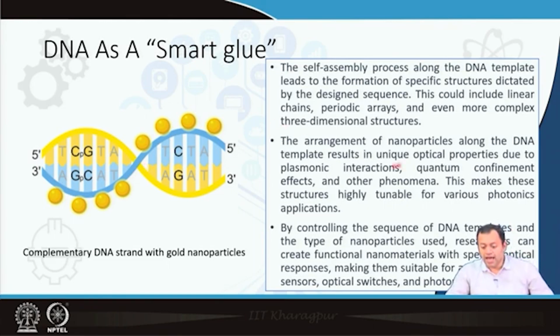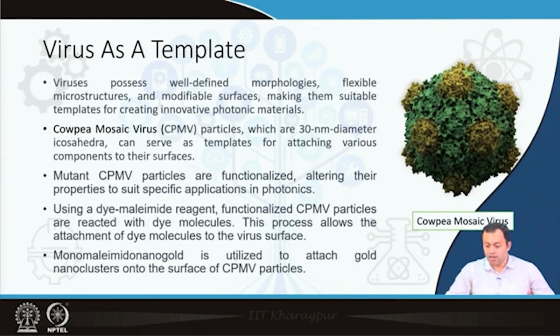So, the arrangement of nanoparticles along the DNA template results in unique optical properties due to plasmonic interaction, quantum confinement. This makes these structures highly tunable for various photonic applications, and by controlling the sequence of DNA templates and the type of nanoparticle used, researchers can create functional nanomaterials with specific optical responses that can be used, as I said, as sensors, optical switches and other photonic devices.